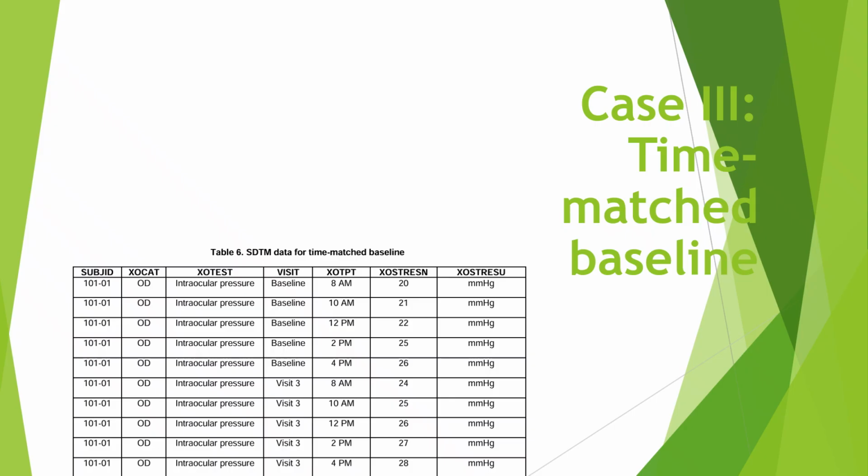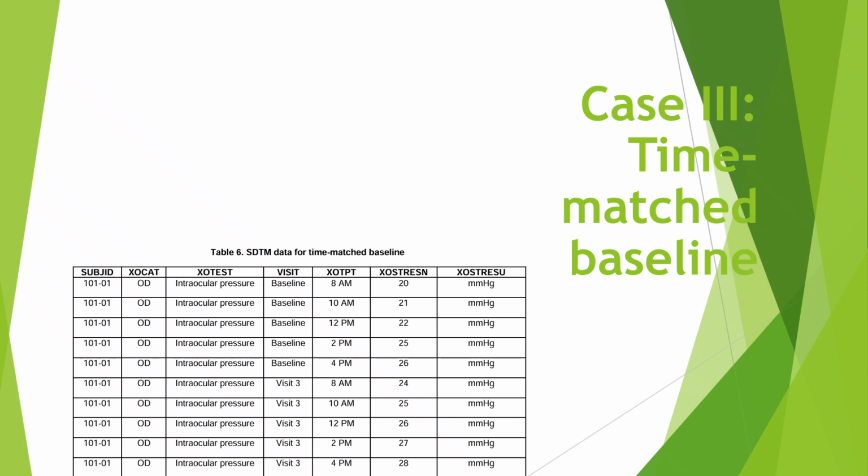Right now, I'm showing you the SDTM data of such a case. Here, please note that the baseline as well as the visit 3 records have different time points captured as XOTPT. From the time points, you can see that we have 8 a.m., 10 a.m., 12 p.m., 2 p.m., and 4 p.m. records for both baseline as well as visit 3. In this case, there will be a baseline for each of the following time points: 8 a.m., 10 a.m., 12 p.m., 2 p.m., and 4 p.m.